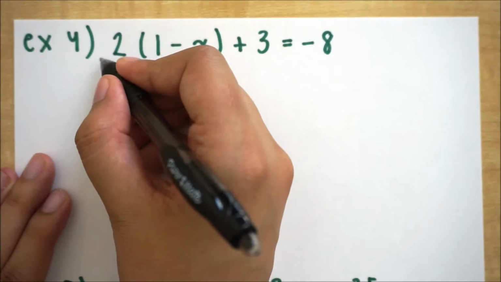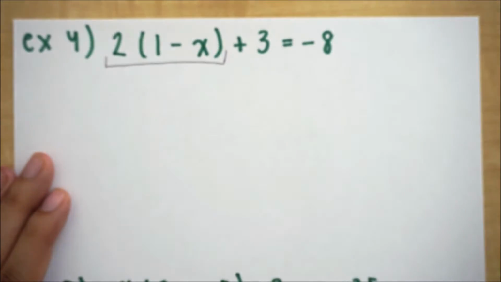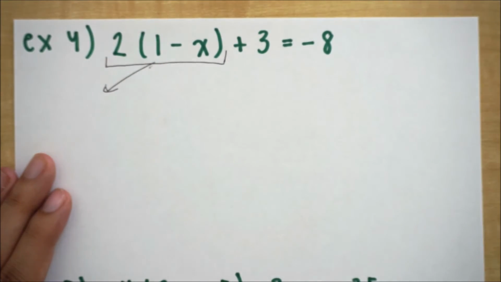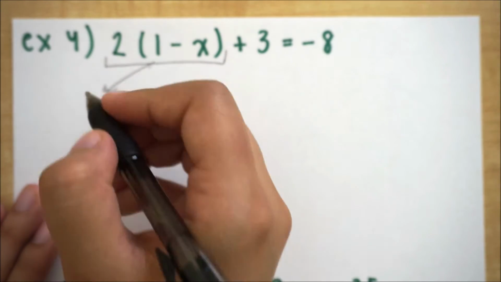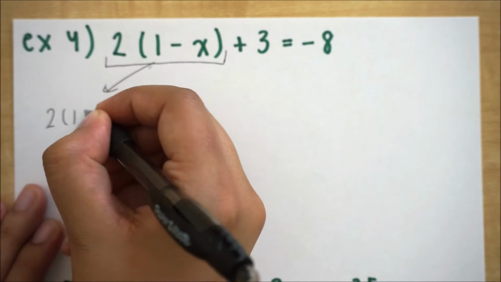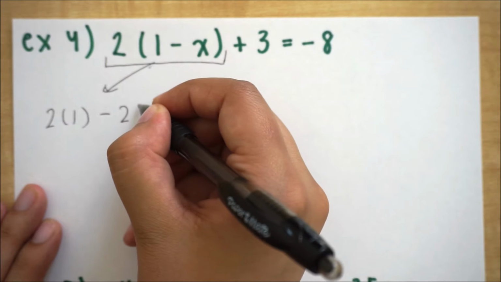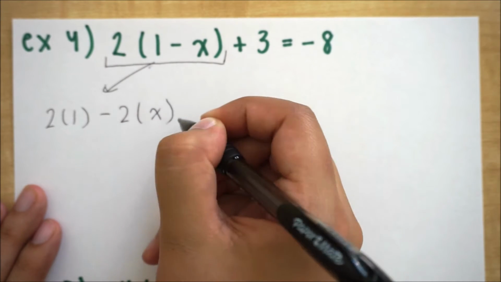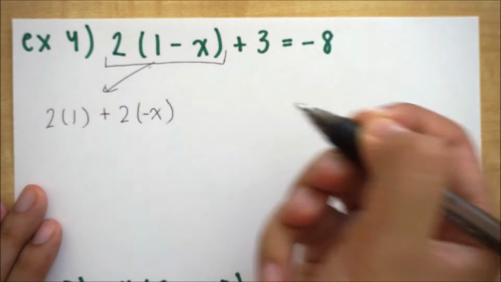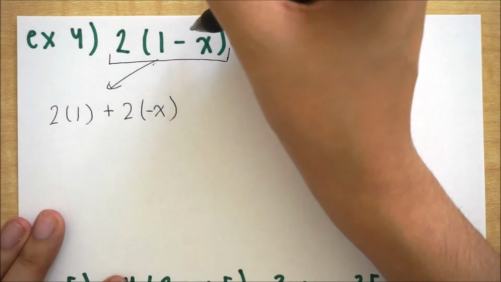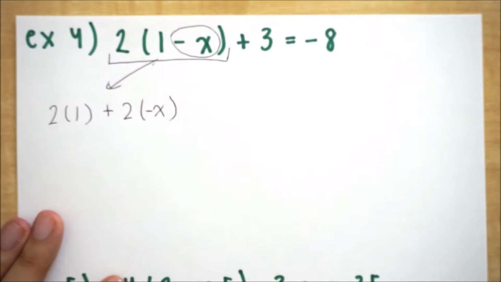All right, now these types of problems get a little bit more tricky because now we have distribution. So what I'm going to do is just solve the distribution part and then worry about the other terms later. So 2 times 1. We have to multiply 2 with the 2 factors in the parentheses. So we have 2 times 1 plus 2 times negative x. If you don't know distribution, I'll go over it in a little bit.